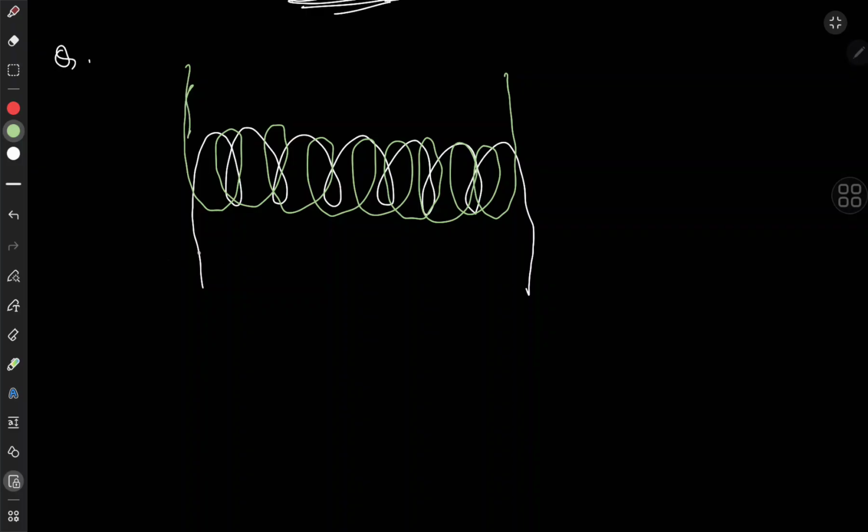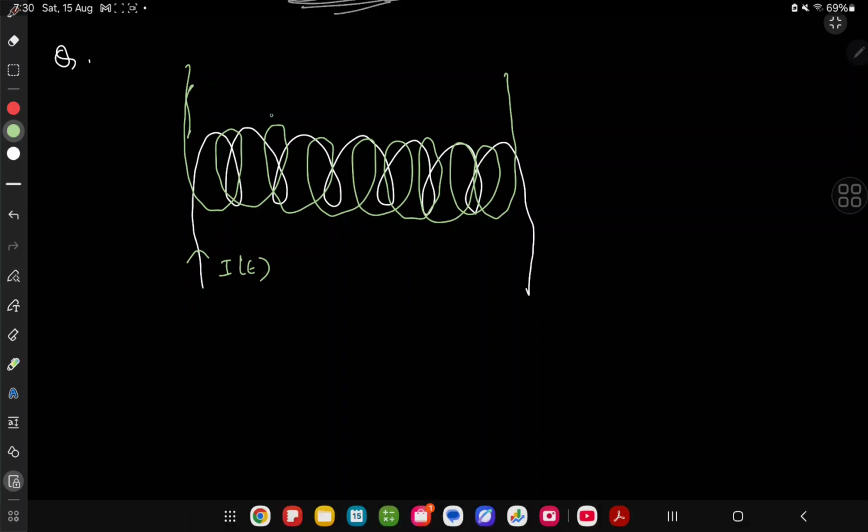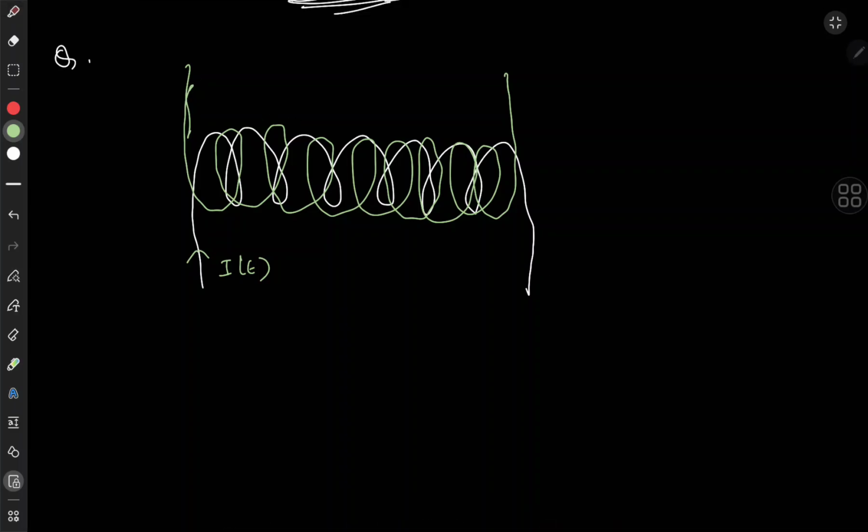Now here in the primary coil we will supply the current I as a function of time. Now in the secondary coil definitely there will be an induced current, which opposes this direction. So that means this is the direction of the induced current. Now we have to find out what the mutual inductance is going to be. Let us assume.